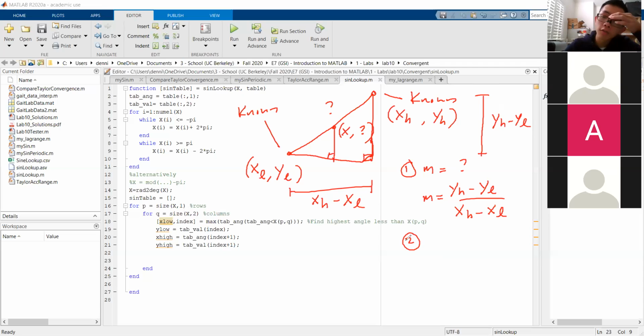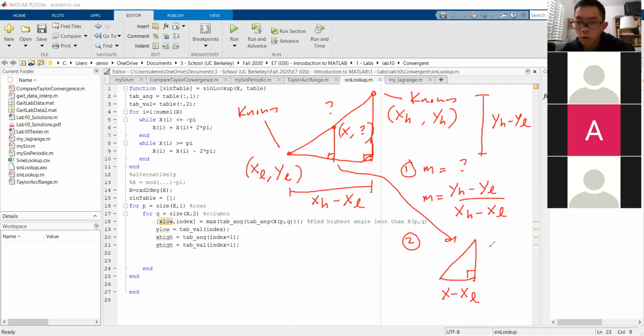Now that we have our slope, all we need to do is this. Let's look at our little puny triangle over here. I know what this one is. This is x minus x low. I'll put numbers to these later so there are fewer letters. But for now, we don't know what this quantity is. But we know our slope. We know that our m is equal to rise over run, question mark over x minus x low, aka our question mark is equal to m times x minus x low.